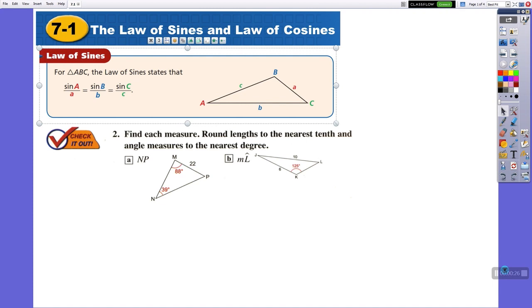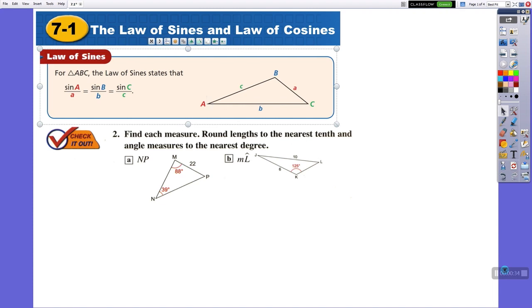We are given that there is a ratio. The ratios are all equal. The ratio of sine of A to the side length opposite A is equal to sine of B to the length of side B, the opposite length, is equal to sine of C to the length of the side opposite C. So they're all proportional. So we're given two examples here.